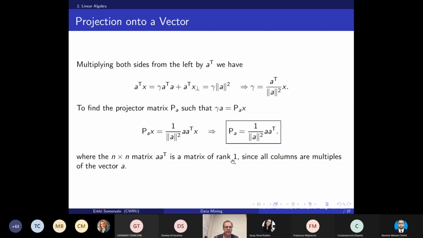Why is it rank 1? Remember what rank means. Rank means what is the dimension of the range of that matrix. Every vector which is in the range of this matrix P is parallel to A. So the dimension of the range has to be 1. And so therefore this is a matrix of rank 1. And so that's why we call it a rank 1 matrix. And so all columns of this matrix are multiples of the same vector A. So that's the idea. So projection operator is obtained from a vector A by taking A A transpose and dividing by the length of A squared.